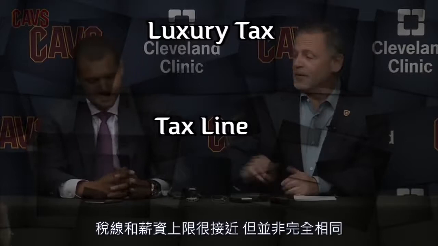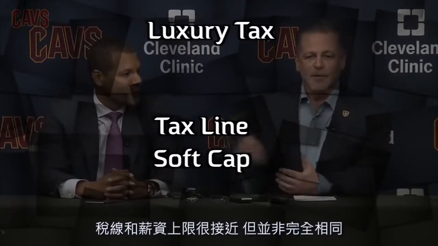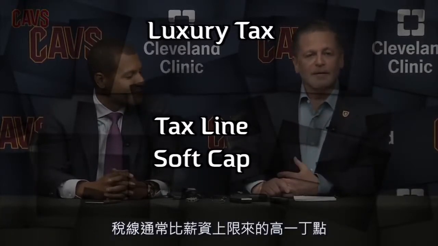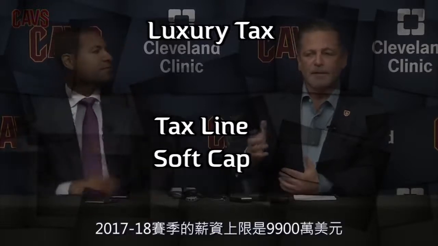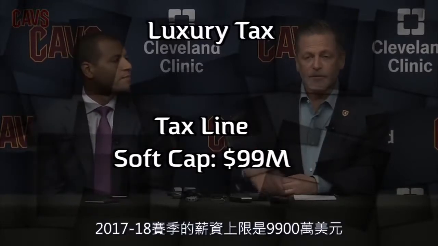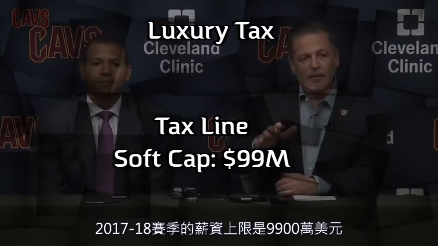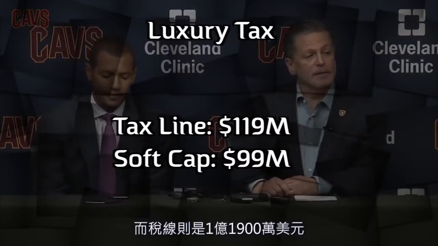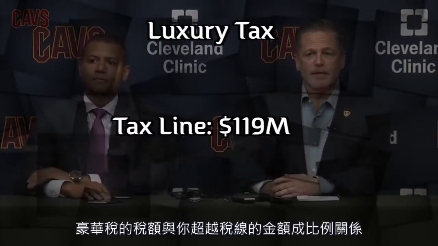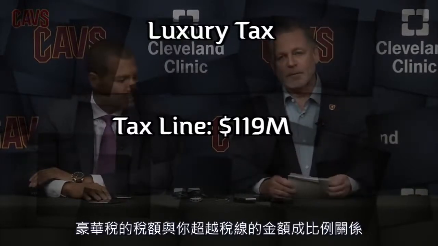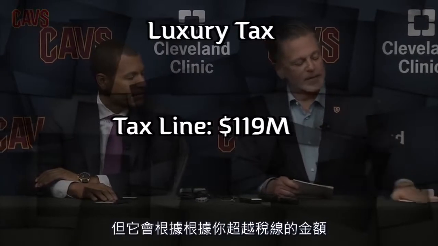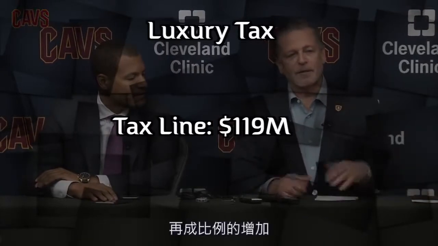One of these punishments for going over the soft cap is the luxury tax. The luxury tax is a certain amount of money that teams have to pay if they spend more money than the tax line. Now, the tax line and the soft cap aren't exactly the same thing, but they're close. The tax line is usually a little bit higher than the soft cap. For the 2017-18 season, the soft cap is set at $99 million, while the tax line is set at $119 million. The amount of luxury tax you pay is proportional to how much you exceed the tax line, but like we said, it proportionally goes up the more you exceed it.